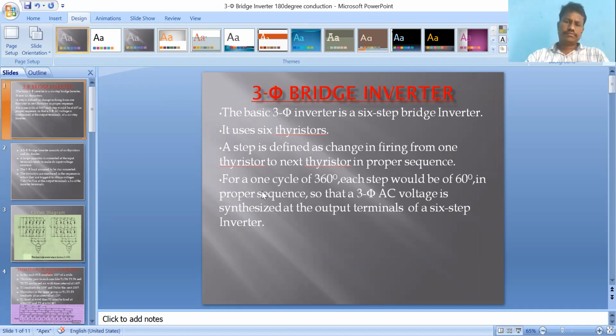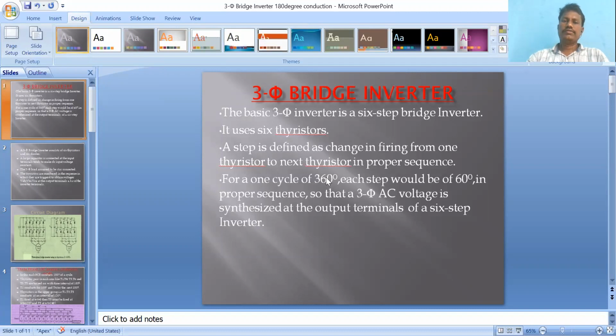For one cycle of alternating current, that is 360 degrees, each step would be divided into 60 degrees in proper sequence, so that a three-phase AC voltage is synthesized at the output terminals as a 6-step inverter. So what is meant by a step? The change in firing from one thyristor to another thyristor in proper sequence is called a step.